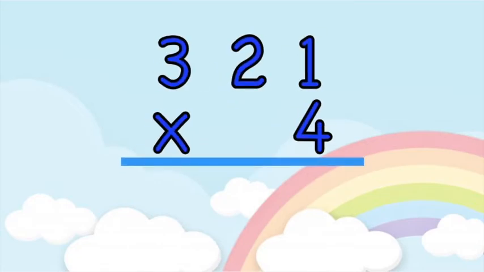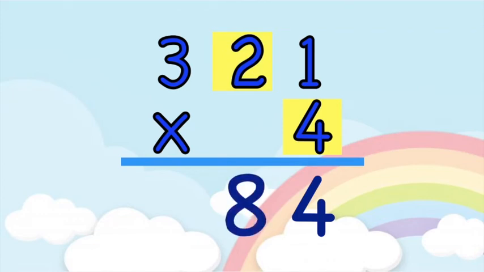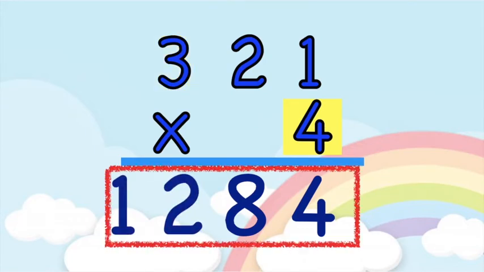How about if we have 321 times 4? Let's multiply the ones, please. 4 times 1, that is? Good job, that is 4. How about 4 times 2? 4, 8. Very good, children, that is 8. How about 4 times 3? 4, 8, 12. Good job, that is 12. So the product is 1,284. Is it easy?